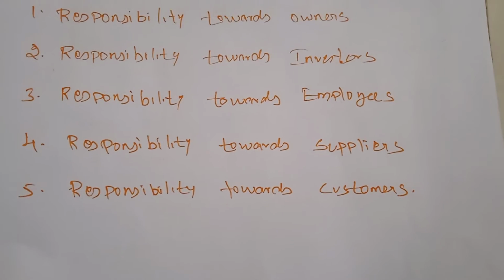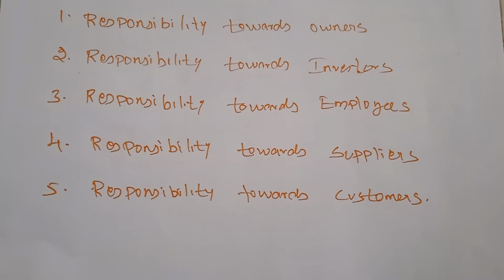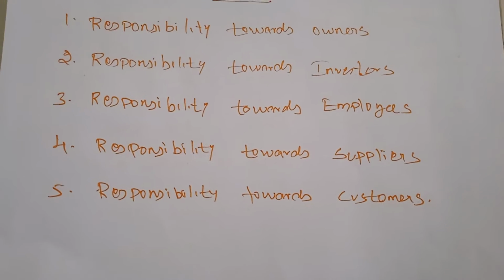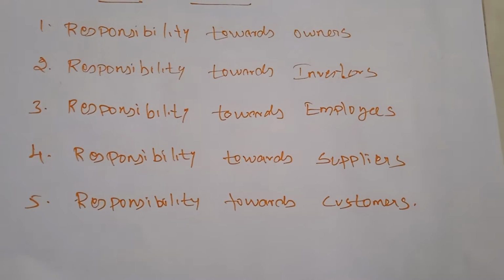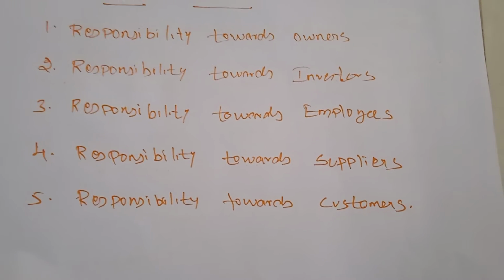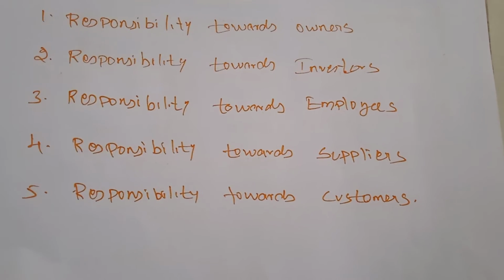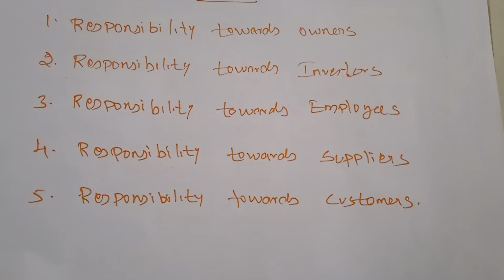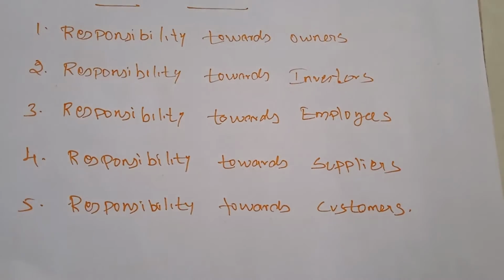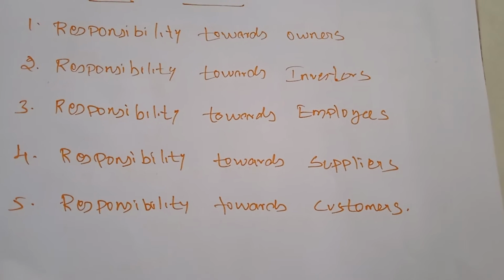Next, the responsibility towards the suppliers. The suppliers are businessmen who supply raw material and other items required by the manufacturer and traders. So the traders and the manufacturers, who are the producers, can produce any of the commodities only with the help of the suppliers. Suppliers mean the persons who are supplying the raw materials and other items to be made into the commodity.